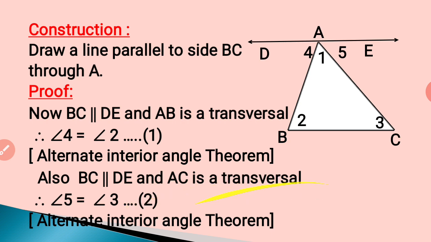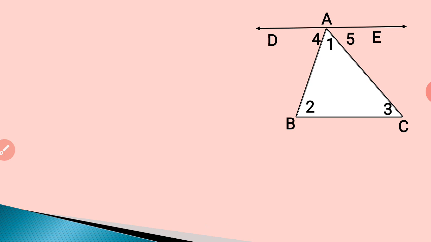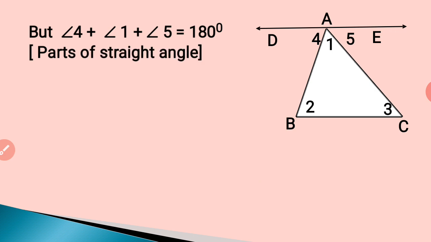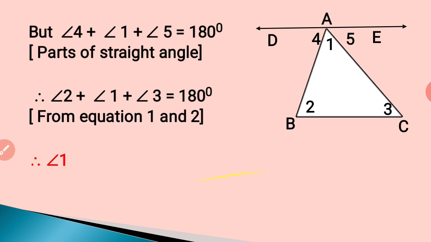Now, let's move ahead. Here, if we check angle 4, 1 and 5, they are formed on one side of a straight line. So, we can say that angle 4 plus angle 1 plus angle 5 will be equal to 180 degrees. But we know that 4 is equal to 2 and 5 equal to 3. So, let's substitute them. So, we finally conclude that angle 1 plus angle 2 plus angle 3 equals 180 degrees.